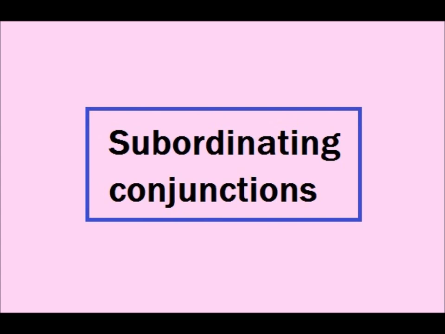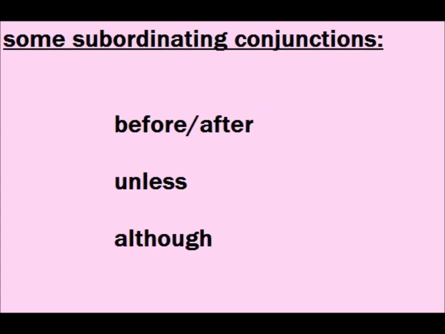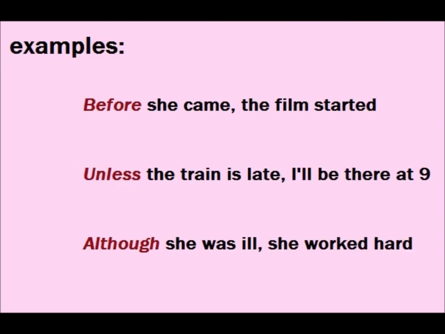Let's see some subordinating conjunctions. Of course, there are many. These are just some: before, after, unless, although. Let's see some examples. Before she came, the film started. Unless the train is late, I'll be there at 9. Although she was ill, she worked hard.